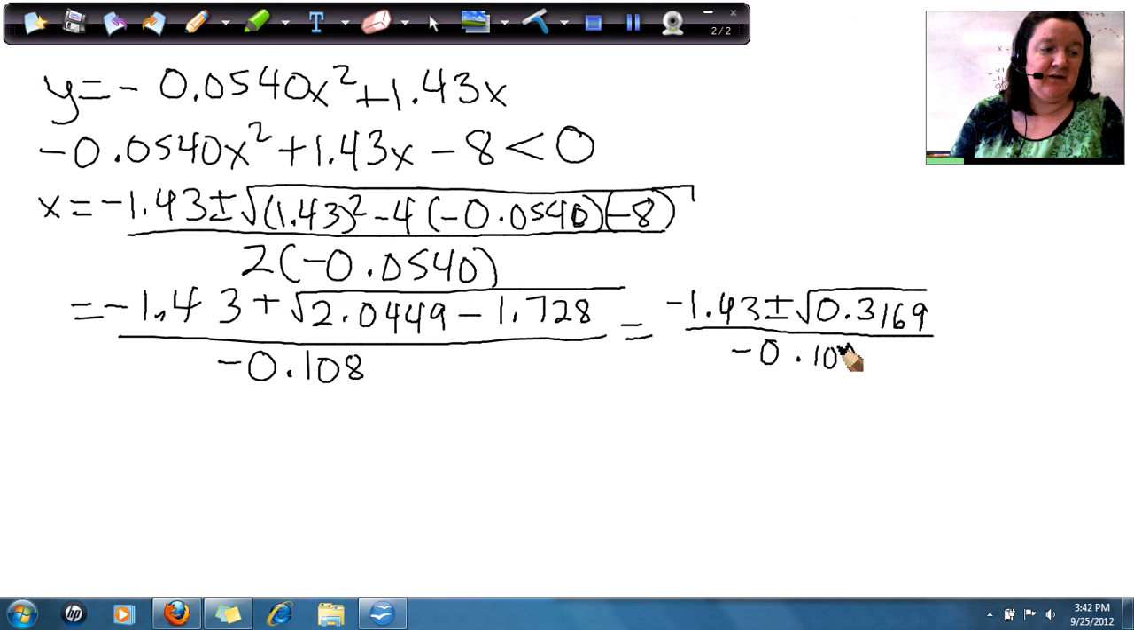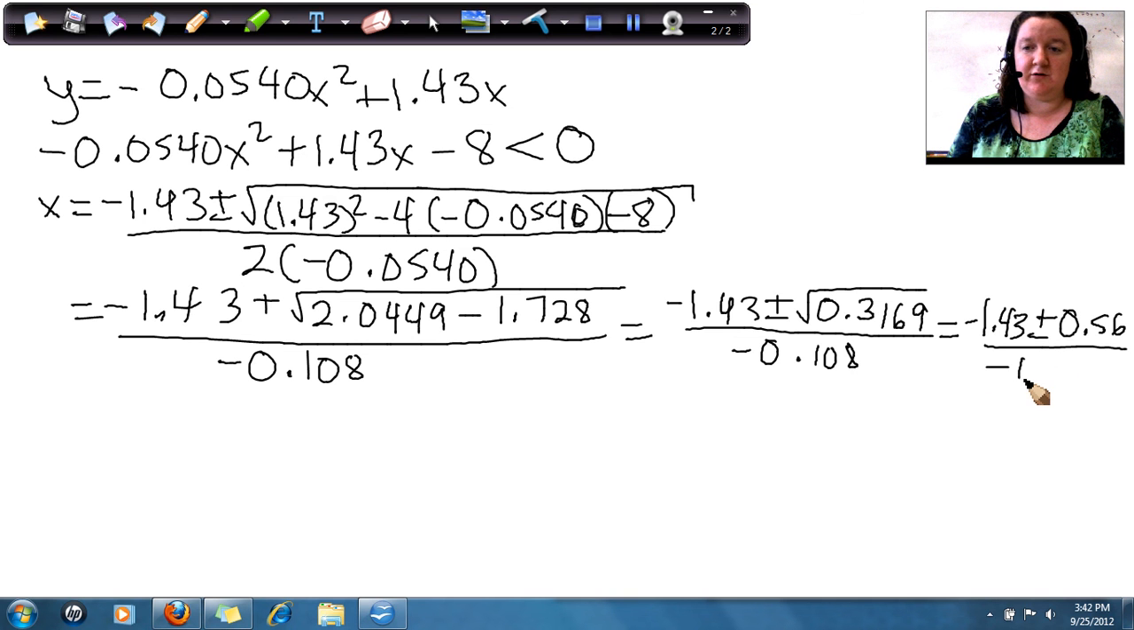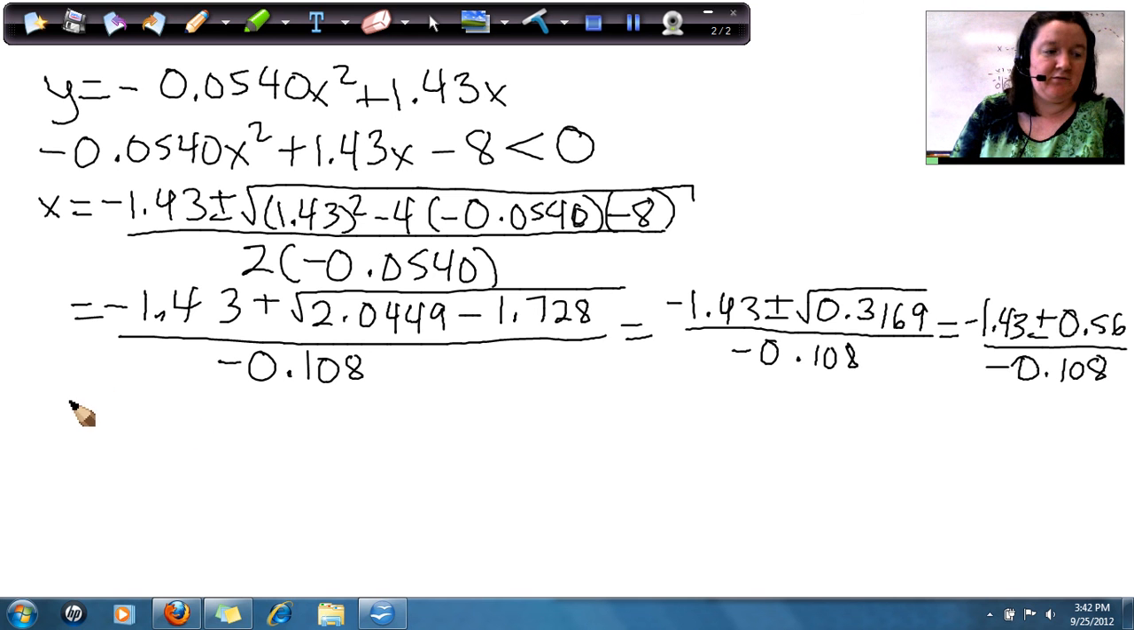If we simplify that and plug our numbers through, find the square root of that, negative 1.43 plus or minus 0.56 all over negative 0.108. And if we solve both the negative and positive, we're going to get negative 18.4 or negative 8.